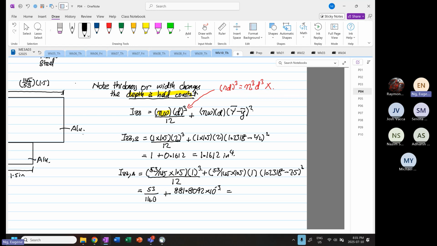I'm not getting the right number somewhere. Hold on. 1.2318 minus 2.5 squared times 1 times 53 over 145 times 1.5, plus 53 over 1160.